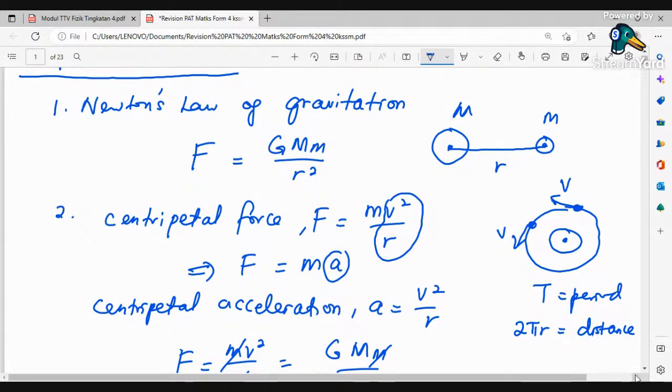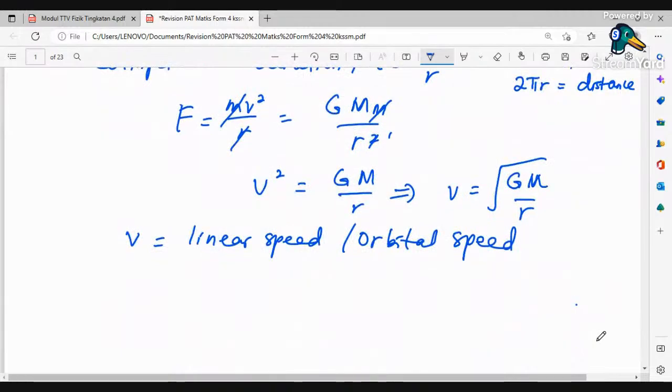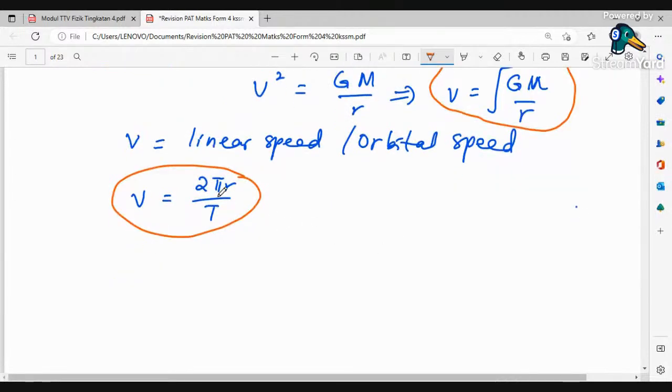Okay, so from here also you can get another formula for orbital speed or linear speed, which equals distance travelled 2 pi r, the time taken is period. Okay, so you have two formulas for linear speed. You can use this one or you can use this one, depends on what information you have. r is orbital radius.